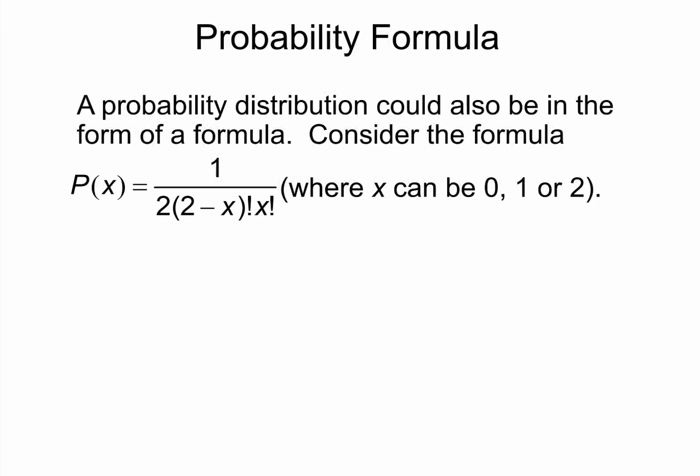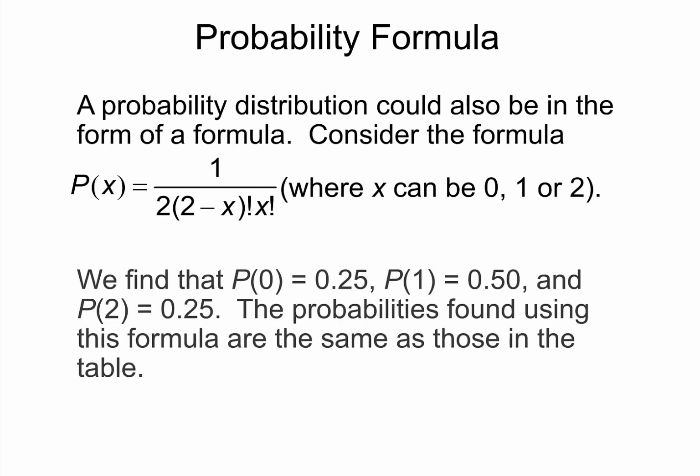A probability distribution can also be in the form of a formula. Consider this formula. Probability of x, and there's the formula there, where x can be 0, 1, or 2. So if you replace x in there with a 0, you get a probability of 0.25. If you replace x with a 1, you get a probability of 0.5. And if you replace x with a 2, you get a probability of 0.25. And those were the same probabilities that we had in the table, so the probabilities in the table could be represented by this formula.